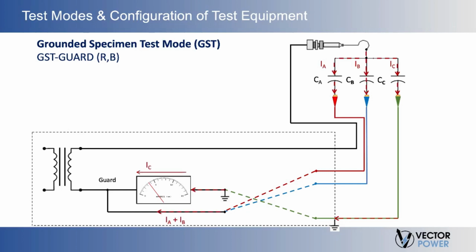So again, here as we apply the potential, we establish a current flow through CA, CB, and CC. But in the guard red and blue, we see that the red and blue measuring channels are now routed to the guard. They bypass the meter and are not measured. Therefore, our measurement on the test set would be only the current flowing through the ground channel, or I sub C in this example.